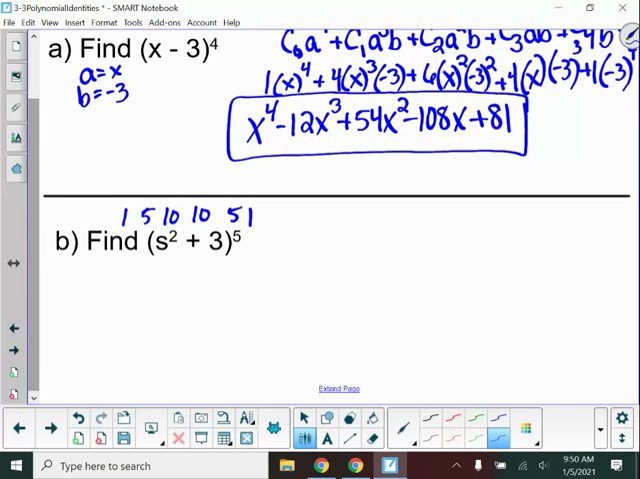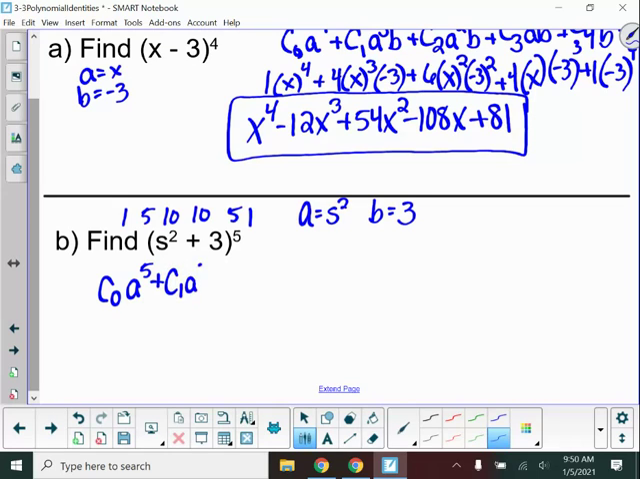So for this one, my a value is going to be s squared. B value is 3. So I have the coefficient times a to the fifth. Because keep in mind, with this one, my n is now 5 because it's to the fifth power. So I'm going to be starting off my a at 5 and then counting down.